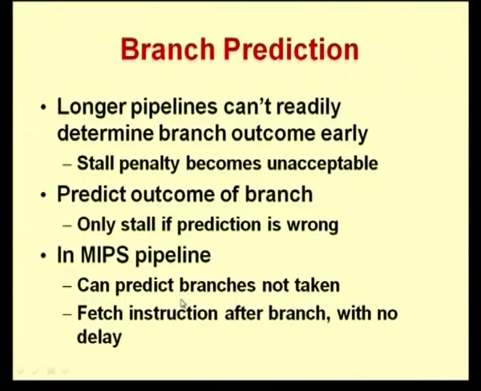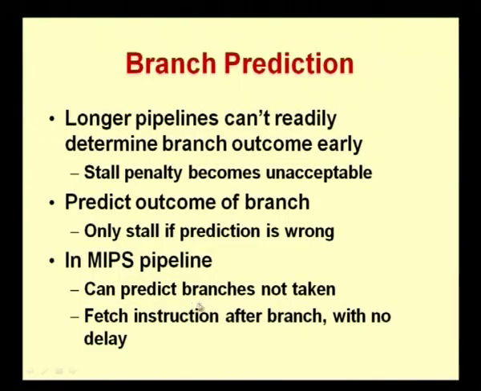There are some very sophisticated branch prediction techniques that are used. In the MIPS pipeline, you can predict branches not taken and fetch the instruction after the branch with no delay. This is something which is easy to do in the MIPS pipeline. But of course, you have to remember that if your prediction goes wrong, then you will have a problem. So, mispredictions will also have to be handled. Those are some complications that we have, but otherwise with stalls and with additional circuitry and with some amount of branch prediction, control hazards can also be handled.